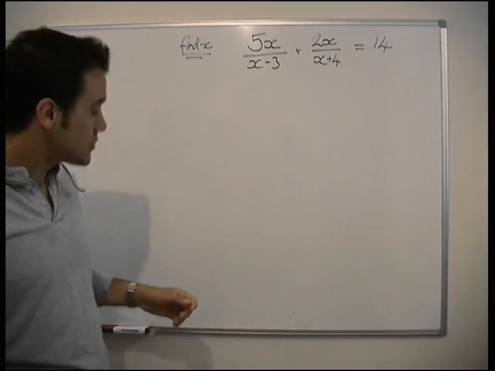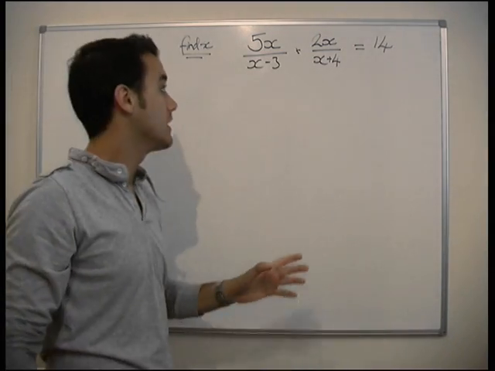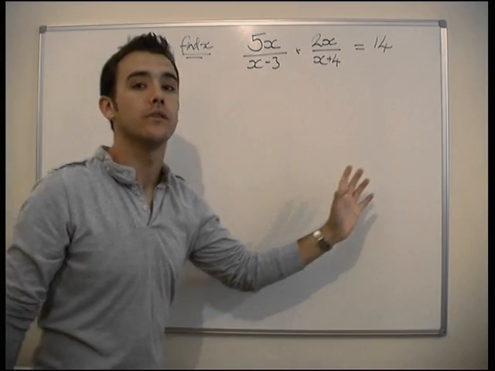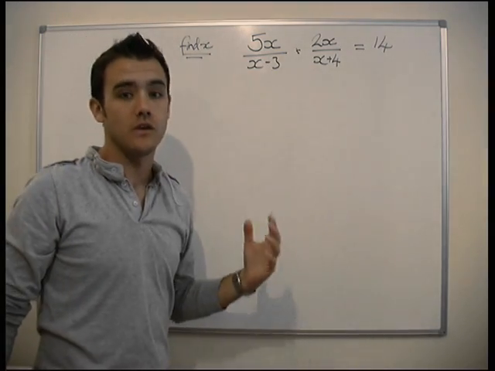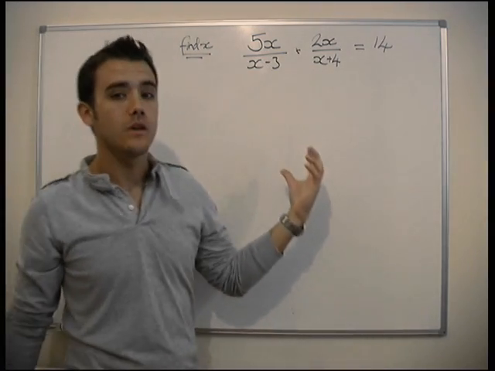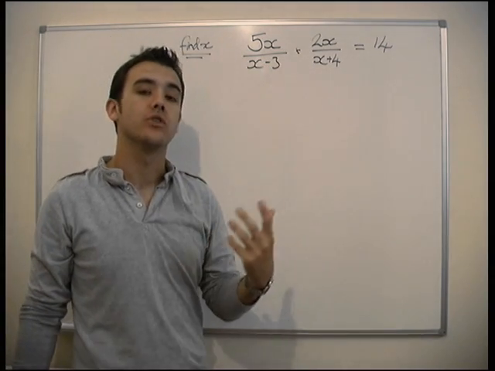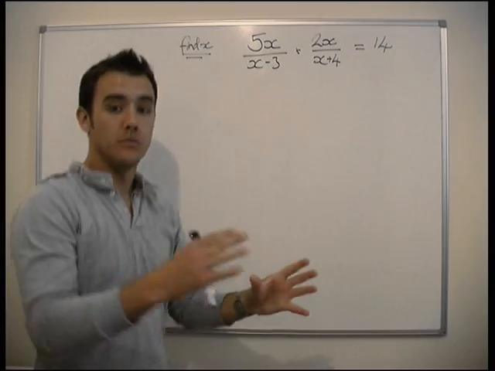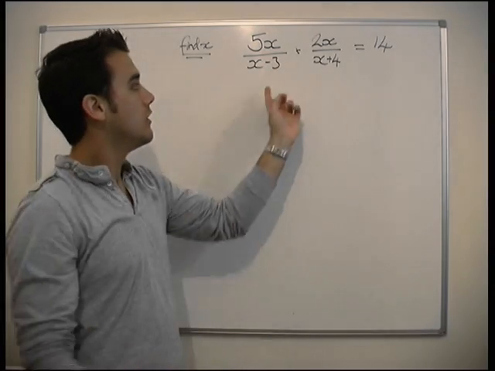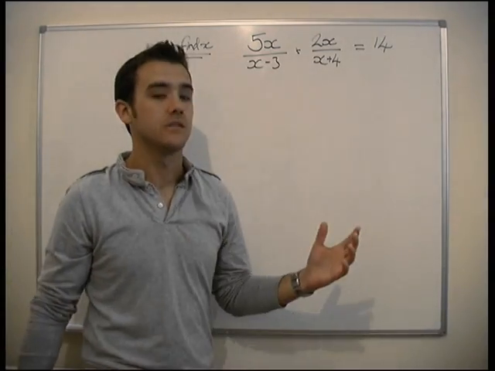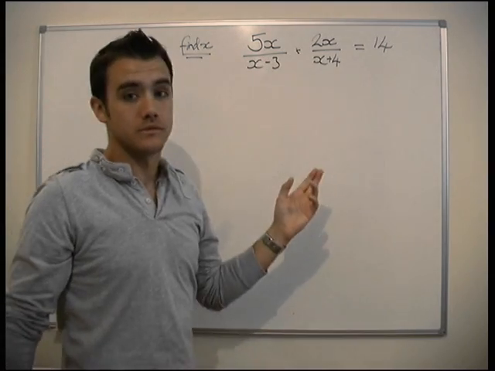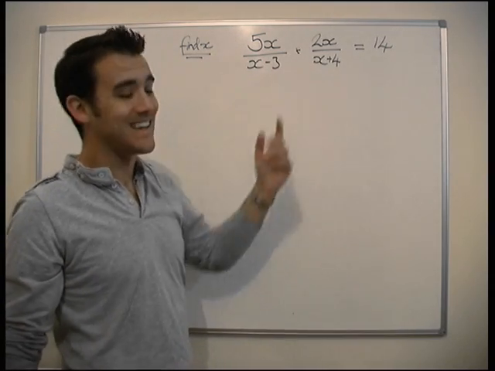Now, that looks like an absolute pig, but it's not. You know how to do this. What we've got to start off with is our fractions. Now, how do we add two fractions? We've got to get a common denominator. We've got to get the same thing on the bottom of both, and then we can just add the tops together. So in this case, it's going to be a bit of a nightmare.